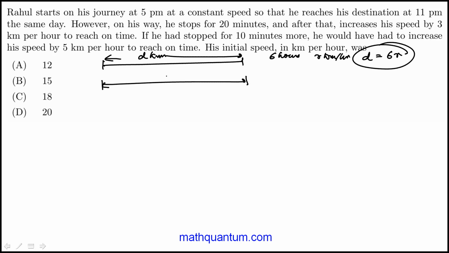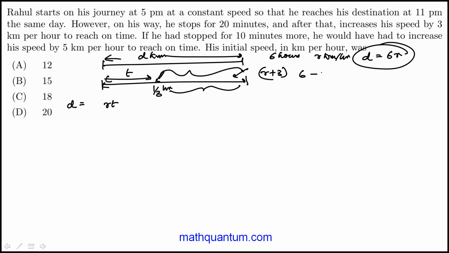In the first one, he stops for 20 minutes, which is 1/3 of an hour. And if the time for that first leg is t, then that distance would be rt. We're still covering the total distance. And then for this remaining leg, his speed is r plus 3 kilometers per hour. Now the time for this leg would be 6 minus 1/3 minus t, because he still has to take a total of 6. So that would be 17 over 3 minus t. So this is our relationship.